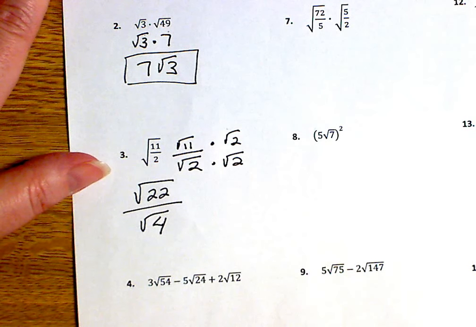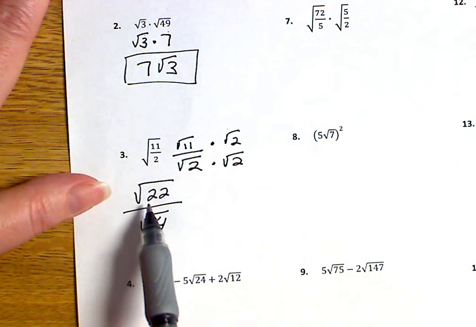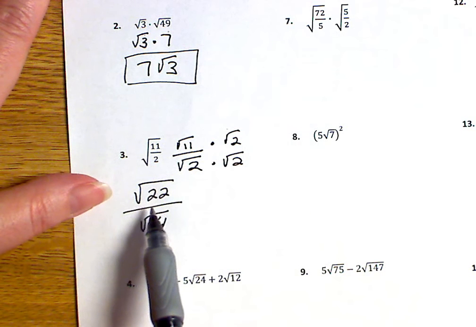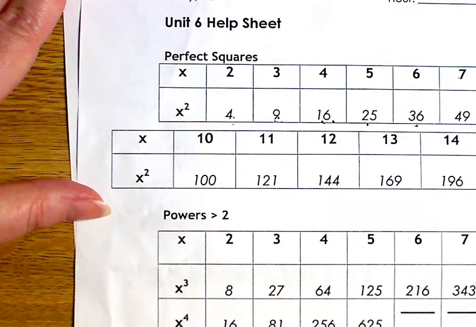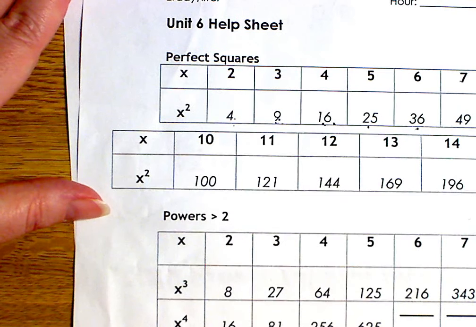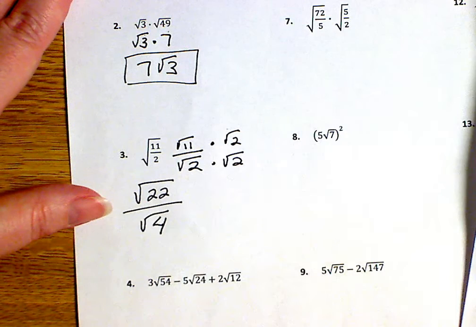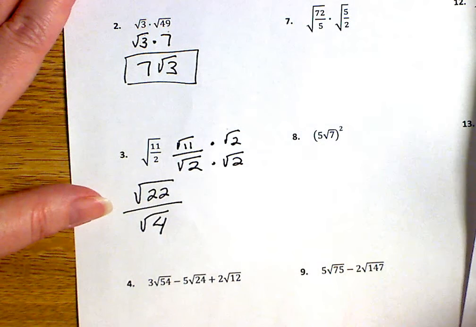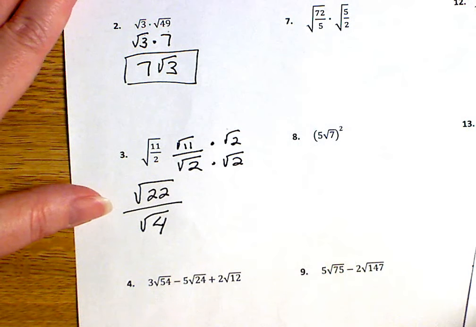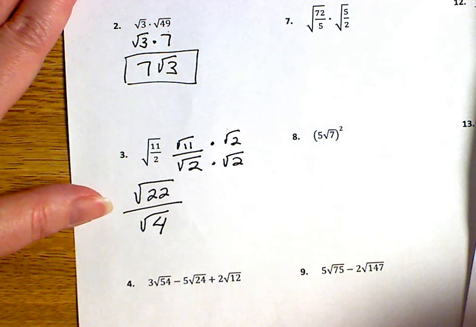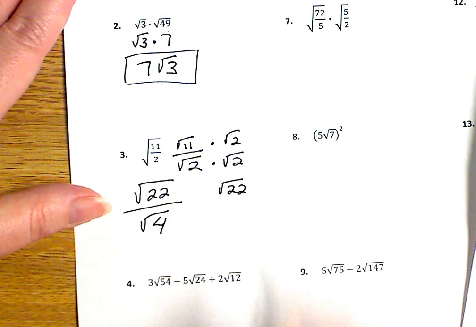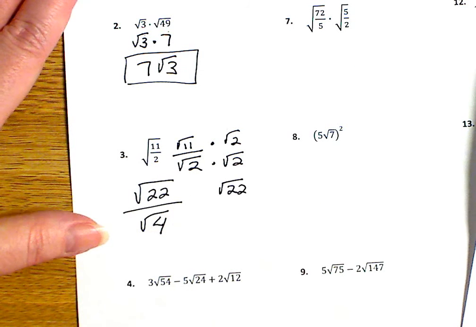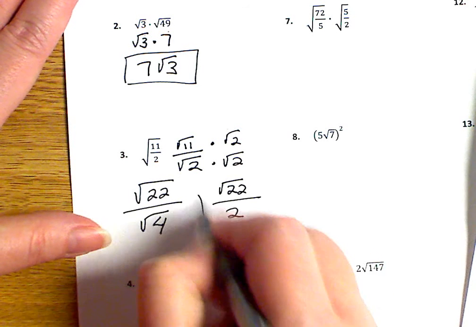Now, you always have to look to see, is there a perfect in there? So 22. Does 4, 9, or 16 go into 22? You find that out by dividing 22 by 4, 22 by 9, 22 by 16. None of them go into it, so we can leave it as the square root of 22. What is the square root of 4? 2. That's my problem, trying to figure out whether to make it smaller.